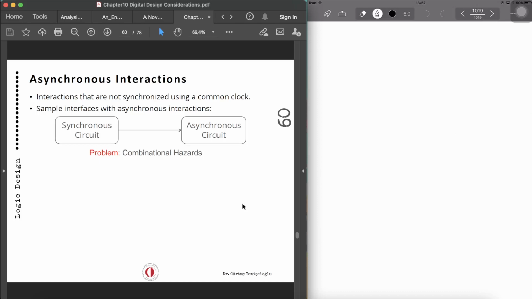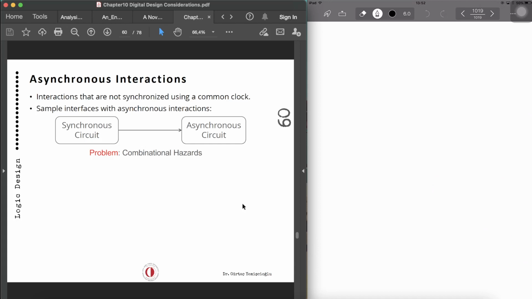Okay, so in the last part of this chapter, and also it's going to be an introductory section to the next chapter, which is going to be the last chapter about asynchronous sequential design. Now, I want to talk about asynchronous interactions.